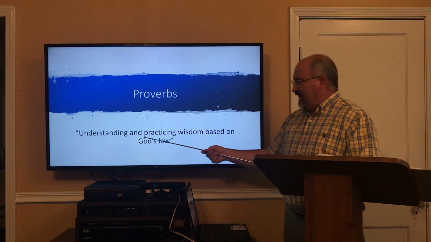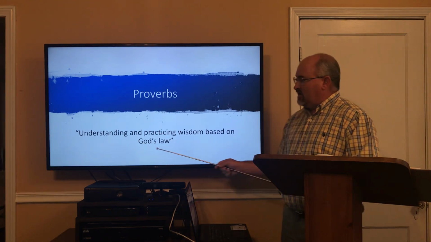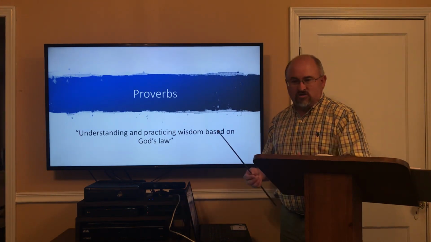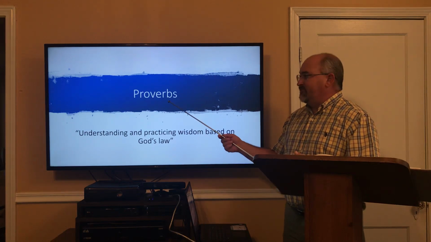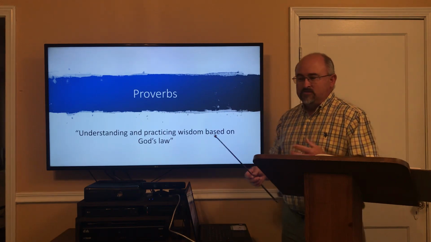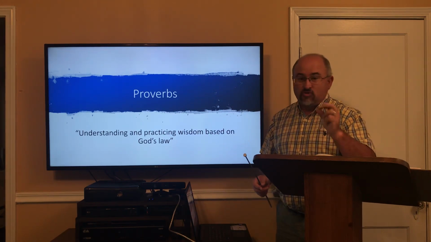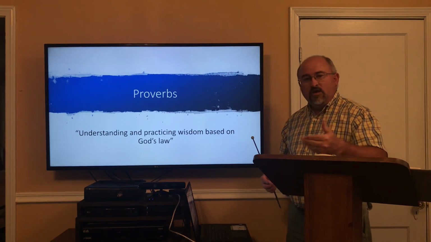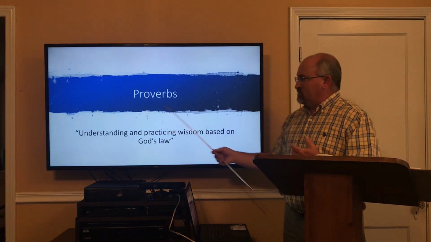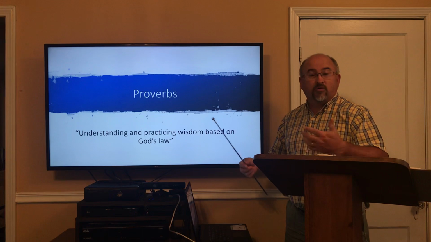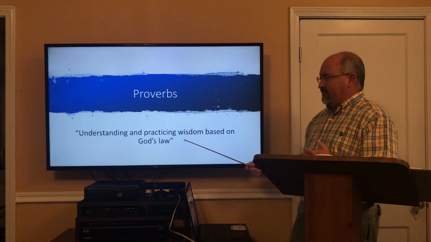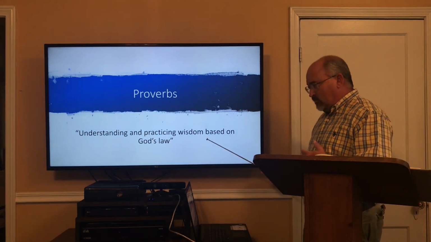Proverbs, we see understanding and practicing wisdom based on God's law. If you want a lot of instruction on how to do things, you will find it in the book of Proverbs. Proverbs, their chapters are lined out where sometimes one complete thought is in one verse or two verses. So as you read one verse, two verses, that's where we get one of our mottos at church: train up a child in the way that he should go. When he's old, he will not depart. That's a proverb. And you'll see those all throughout the book of Proverbs, practicing understanding and practicing wisdom.